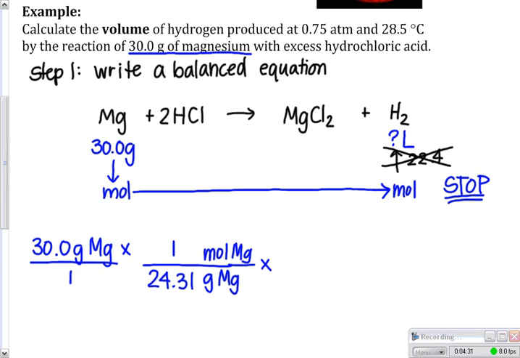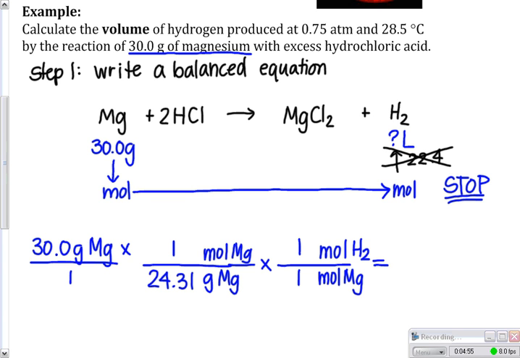Next step, once we have moles of magnesium, is to convert the moles of magnesium to moles of H2. So I want to get rid of moles of Mg. I'll put that on the bottom. I want to turn that into moles of H2. I'll put that on the top. Now, in your mole-mole step, you'll remember that this comes from the coefficients. The coefficient in front of H2 is an understood 1, and so is the coefficient in front of magnesium.